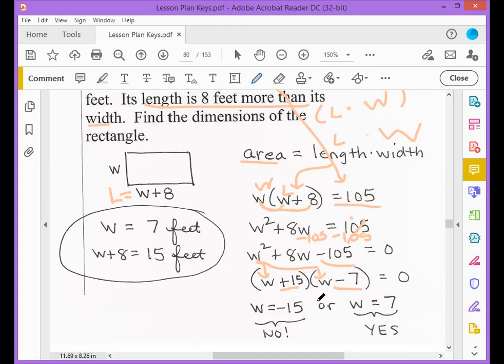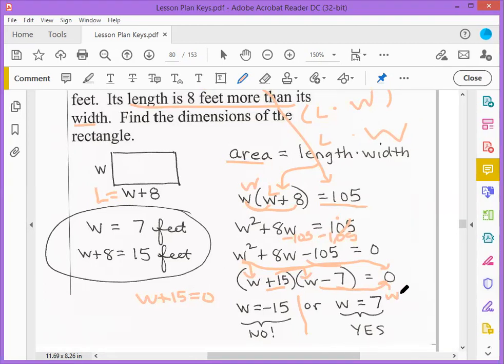Now we need to solve both of these equations separately. We're going to take the factors and set them equal to 0. Remember, we did this in the previous section. We're going to take both of these factors and set them equal to 0 to get our two possible solutions. So we have W plus 15 equals 0, or W minus 7 equals 0. We'll solve both of these equations separately.